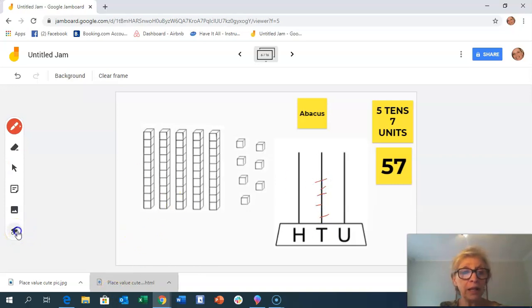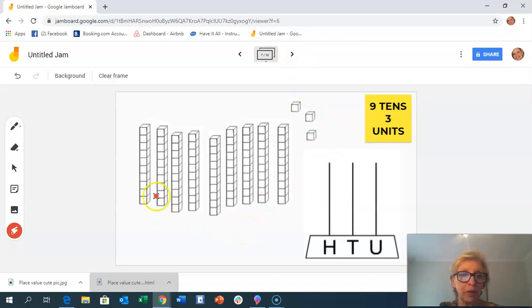And how many ones or units do I have? 1, 2, 3, 4, 5, 6, 7. So my number here represented on our Abacus is 5 tens and 7 units, and the answer is, there it is, 57. 50 plus 7.